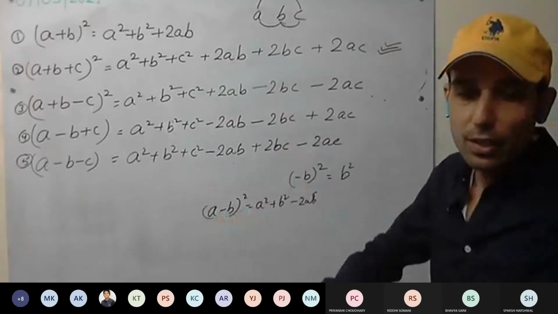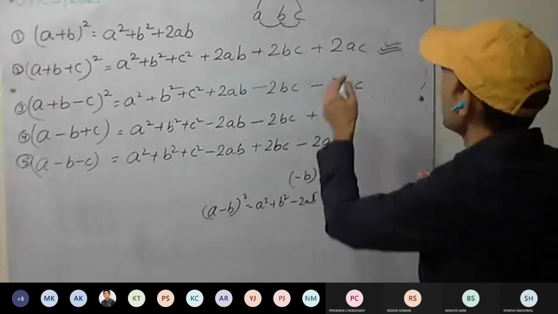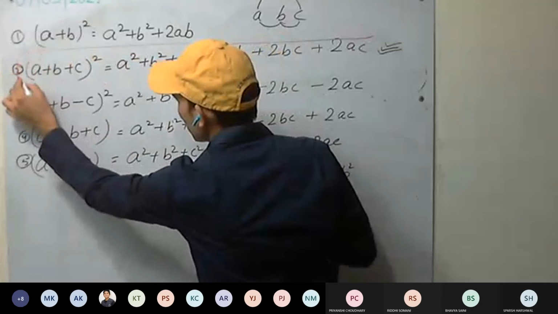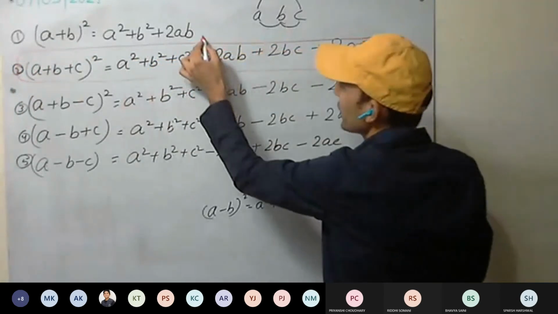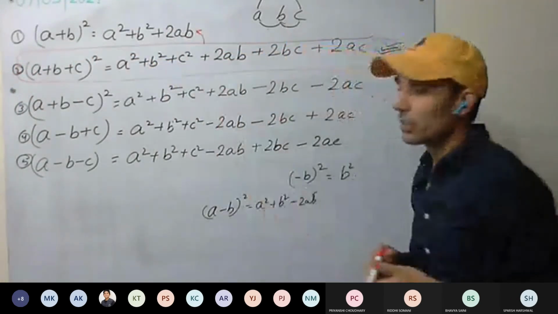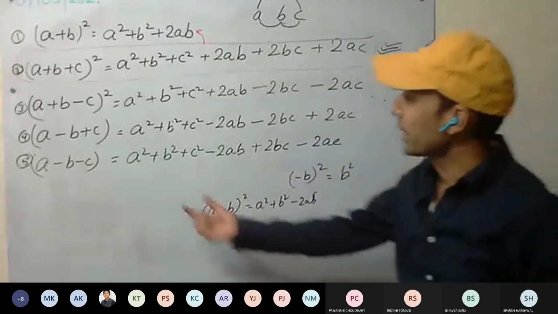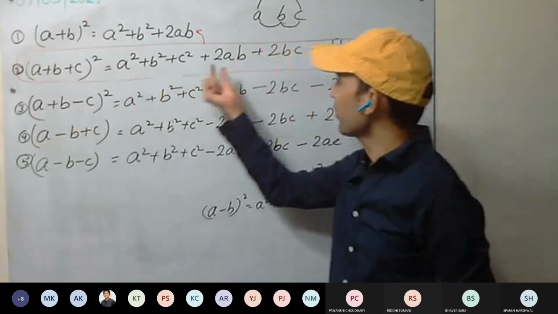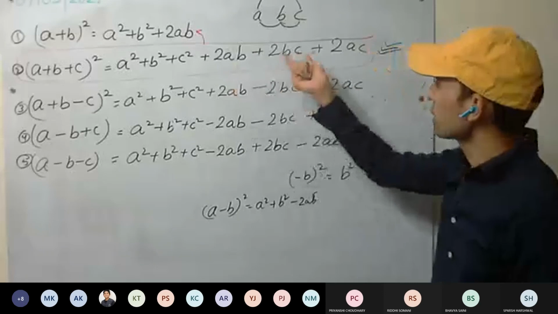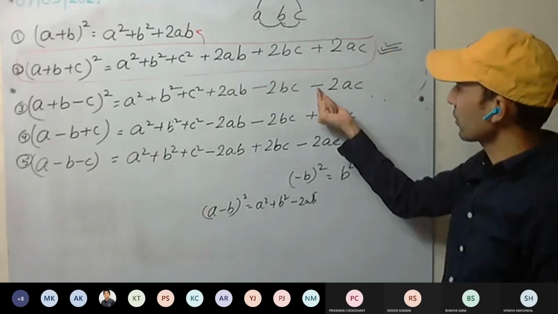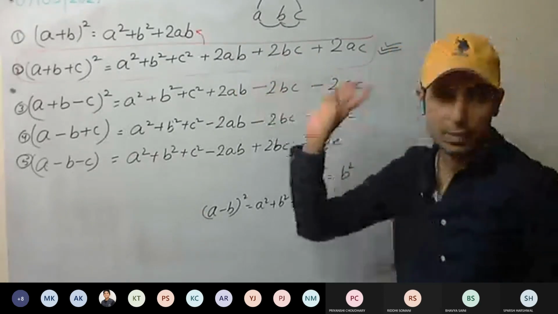In this, we have to remember only this identity. Even for this, we will use this one. Understood? The rest we can put in this and see the values. Like here, minus C is there, we are putting minus C. It will be squared, so it will be positive. But here, the negative sign will come. Okay?